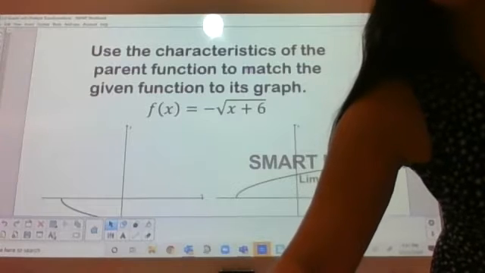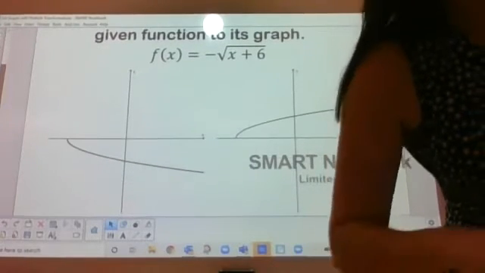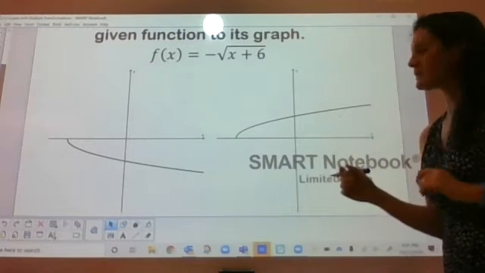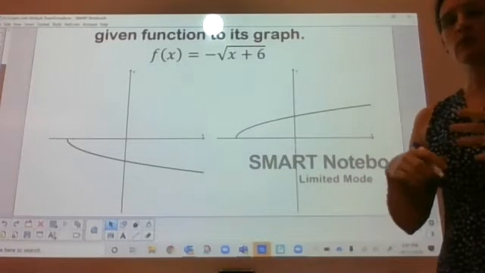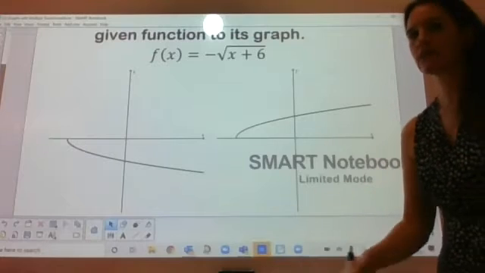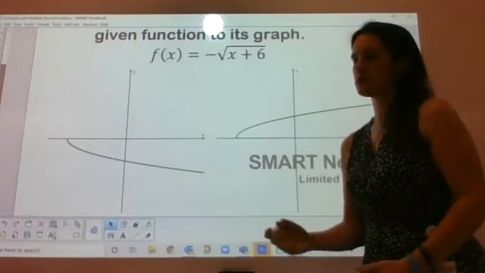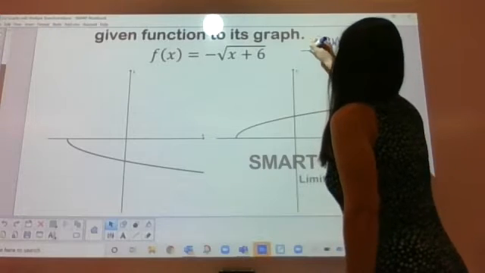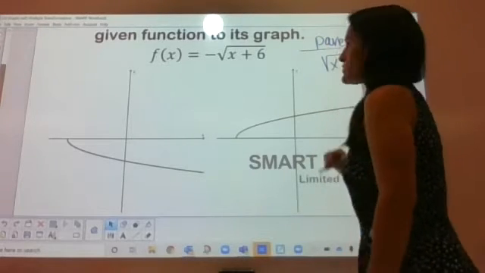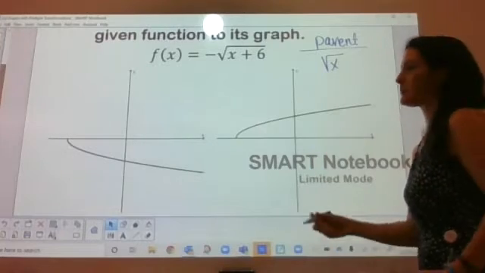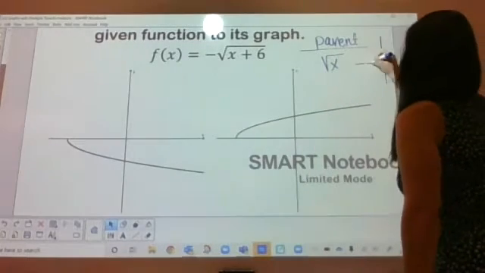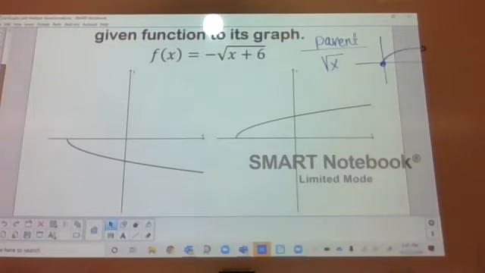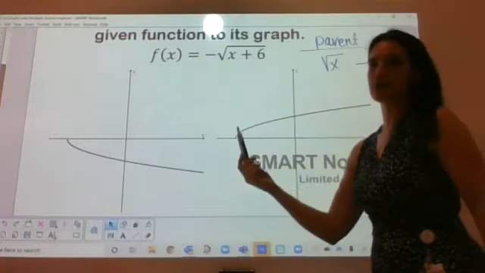All right, this one. What do you think the parent function is before? What was the basic function before numbers were added, before any negatives were added? What do you think it was? I hope you thought square root of x, right? That's before any changes happened. And that parent function looks like this, right?